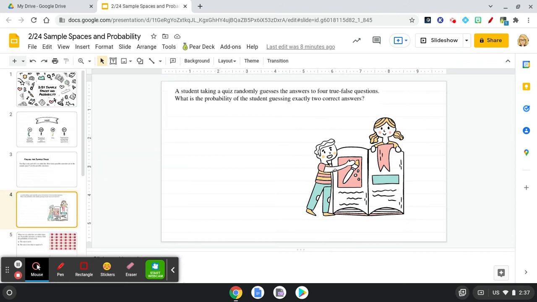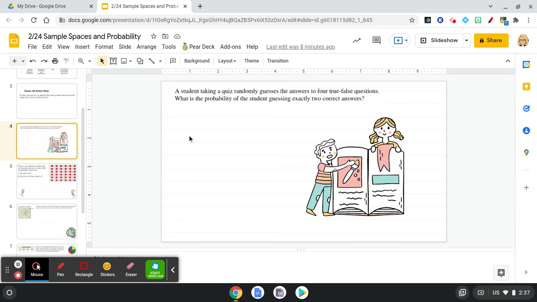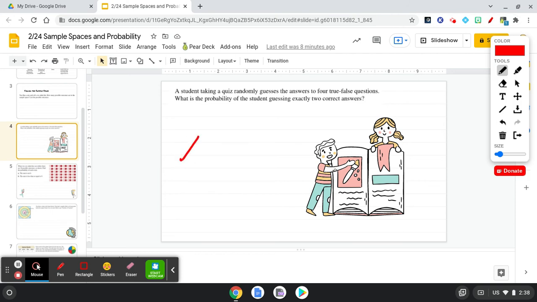Next. A student taking a quiz randomly guesses the answers to 4 true-false questions. What is the probability of the student guessing exactly 2 correct answers? So there's a few ways that we could do this. Let's try a tree. So they could get the correct answer or the incorrect answer. We don't care if it's true or false. They could just be correct or incorrect, and they have a 50% chance, if they're purely guessing, of being right. So that is the first problem.